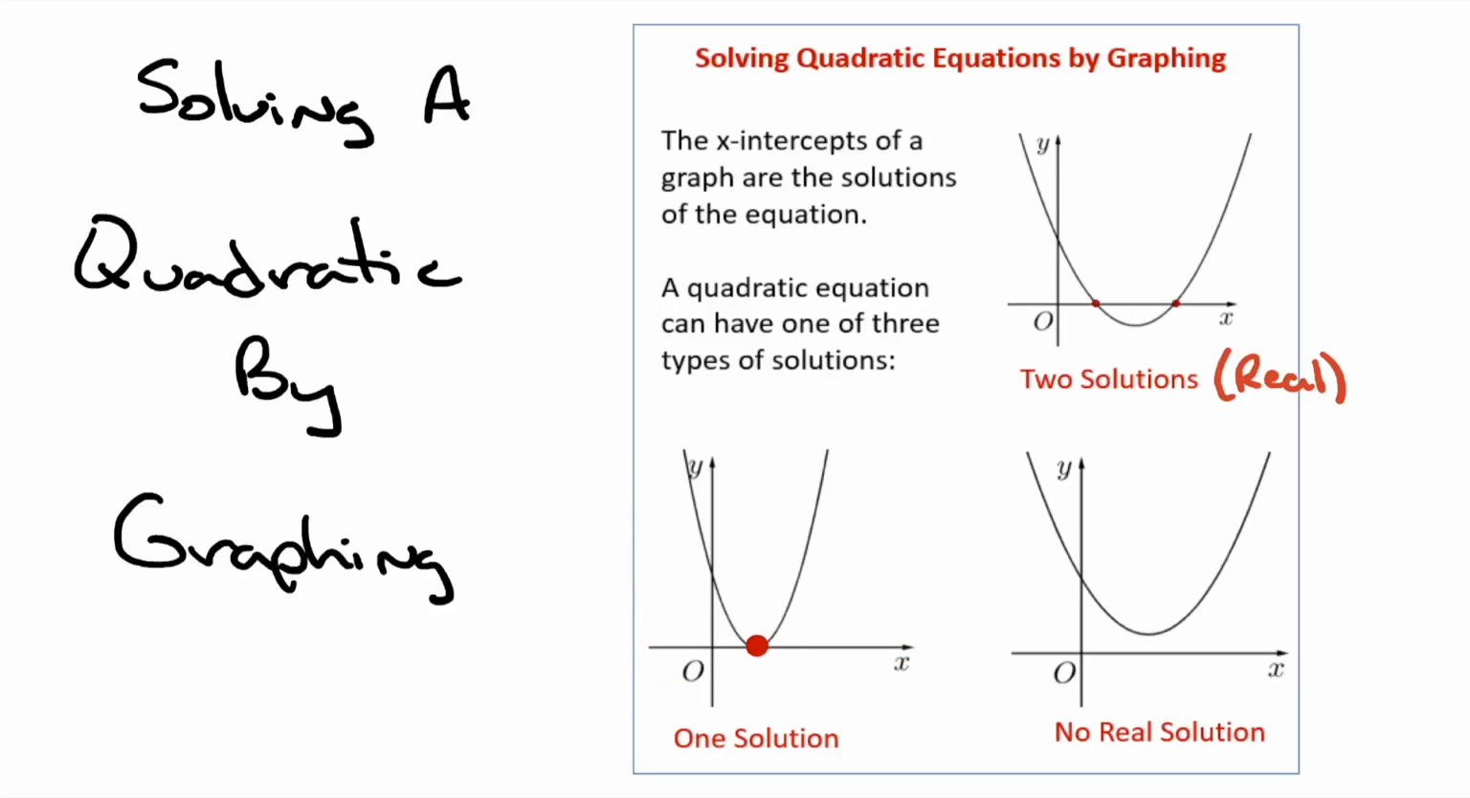Or the quadratic could be graphed in such a way that it only crosses the x-axis in one location, right there at the x-axis, in which case you would have one solution, and again it would be one real solution. And then the third possible way that a quadratic could be graphed would be in such a way that it does not cross the x-axis at all, in which case there would be no real solutions whatsoever. So if you are given the graph of a quadratic, then you can real quickly solve it just by looking at those x-intercepts.